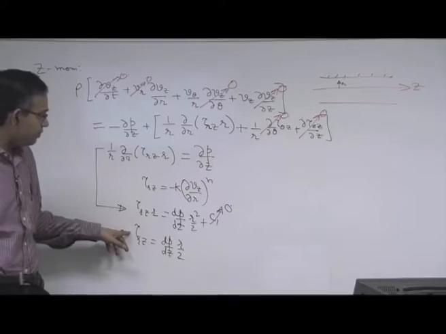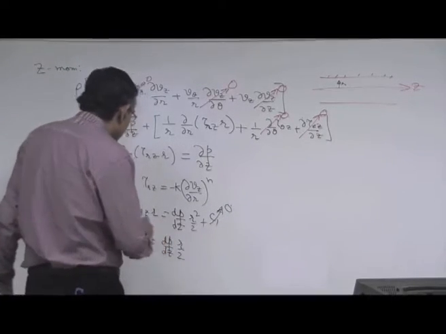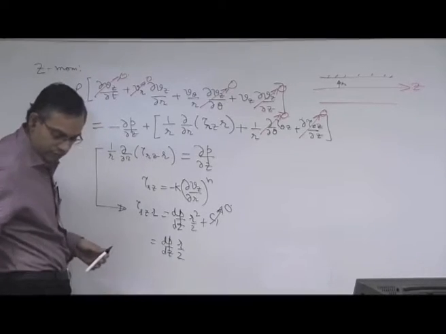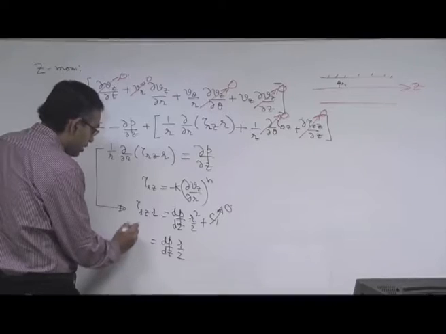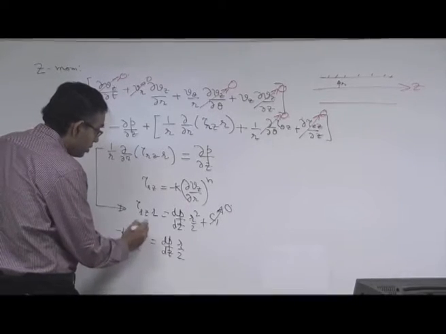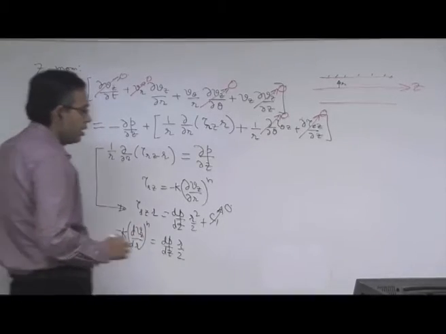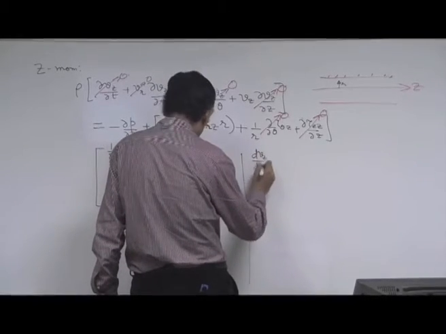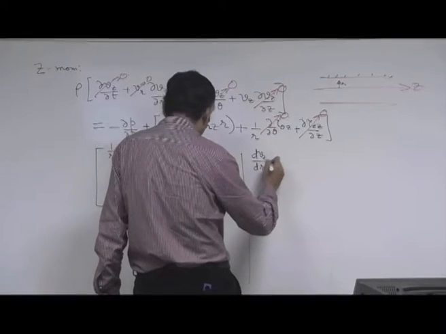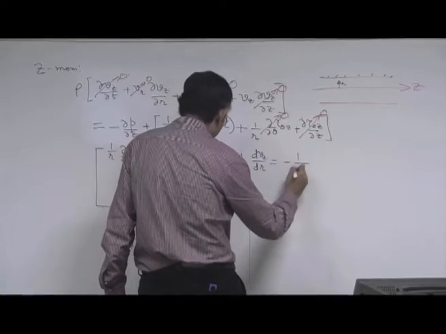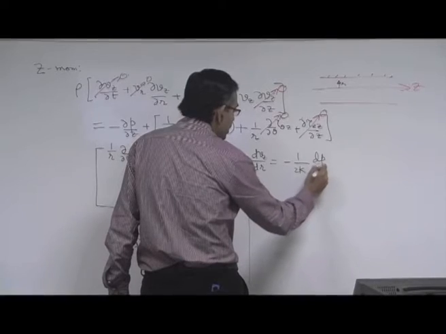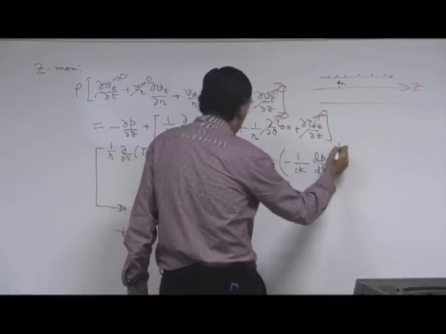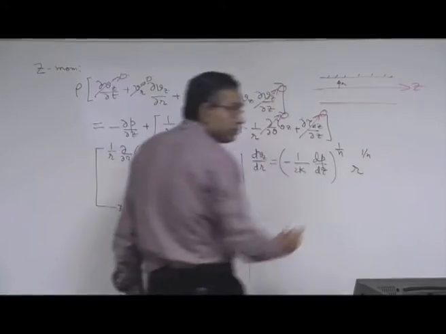Anyway, we will proceed further. In place of tau rz we will write minus k (dvz dr) to the power n. So we can write dvz dr is equal to minus (1 by 2k dp dz) to the power 1 by n into r to the power 1 by n, right.